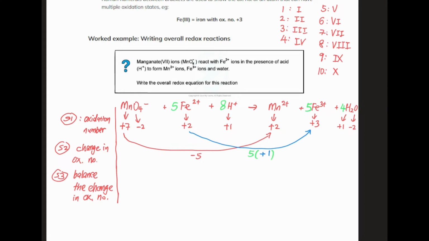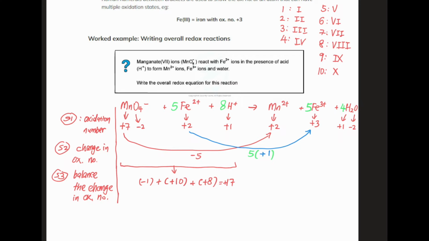Okay, so now let's take a look in this way. We look at the charge here. We start from manganate 7, so the charge is -1. Iron 2 plus: 1 iron 2 plus is 2 plus. Now there are 5 of them, so the charge is positive 10. Then one hydrogen is positive 1, so there are 8 of them, so positive 8. So the total charge on the left hand side is positive 17.